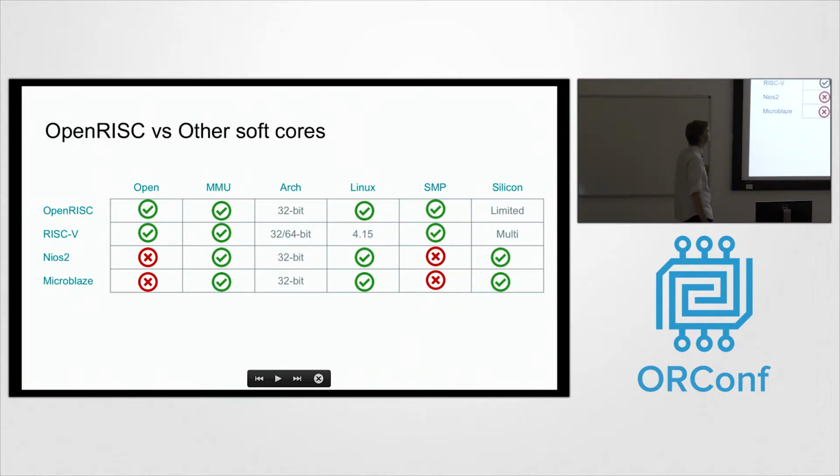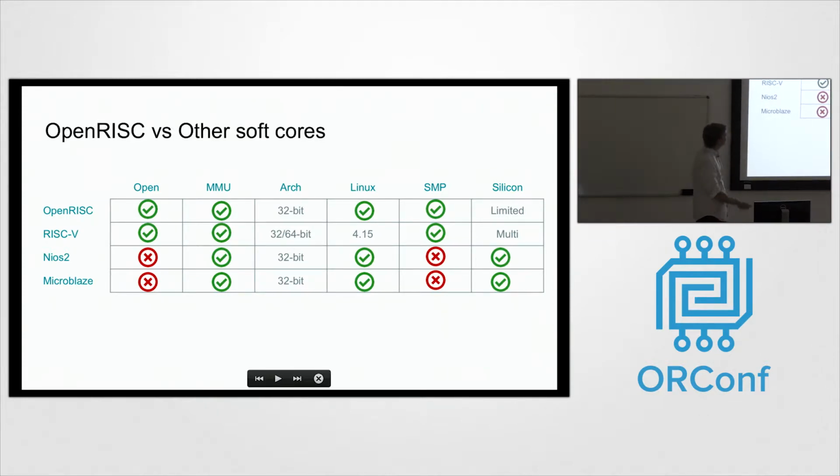Just a quick comparison of the different open or soft CPUs. So OpenRISC, RISC-V, and then Nios and MicroBlaze. There's lots of others like LM32, and now SPARC is open. But I just wanted to cover these. The Nios and MicroBlaze are not really open, I guess. Is the Verilog open? I don't know.